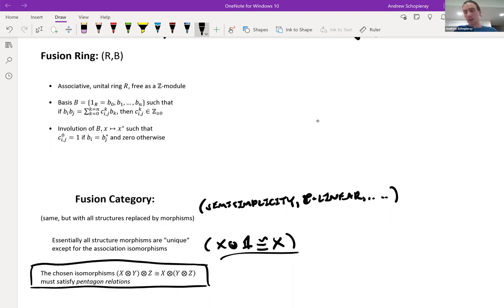Okay. So really, if you want to create a fusion category, what you need to do is find associative isomorphisms, or associators as some people call them, so that your tensor product has that associative structure. And the reason why this can be so difficult, well, you need a lot of conditions to be satisfied.